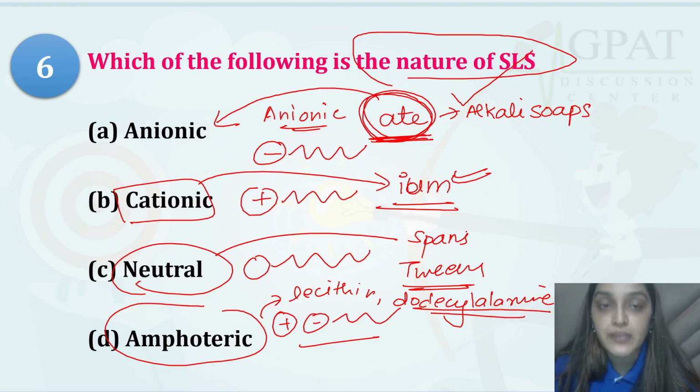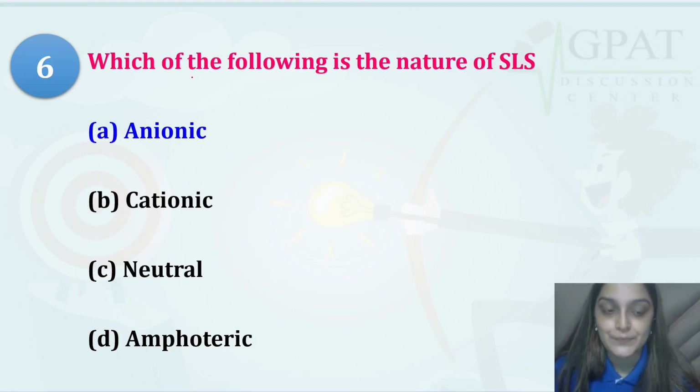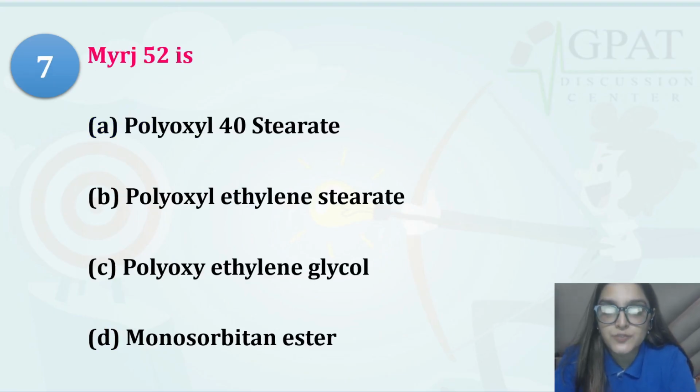So we have AIIMS. Anionic, alkali soaps, we have sulfates, sulfonates. So the question is asking regarding sodium lauryl sulfate, ATE. So we have our correct answer as option number A. Okay? Yes. So moving on to our next question.